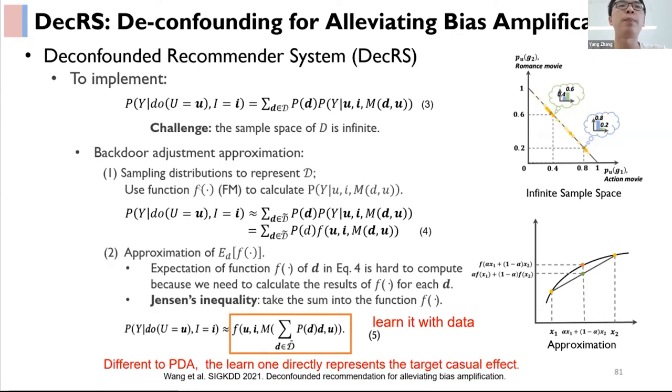First, they sample some historical distributions to represent the total space of D, but this simplification still leads to many possible sampled historical distributions D, which still costs a lot. To solve this problem, they propose to take the sum operation into the function F like this. Then they represent the target causal effect P(Y given do(U) and I) with the function F. Different from PDA, they directly take F to fit data, and they think the learned function F could directly output the causal effect.